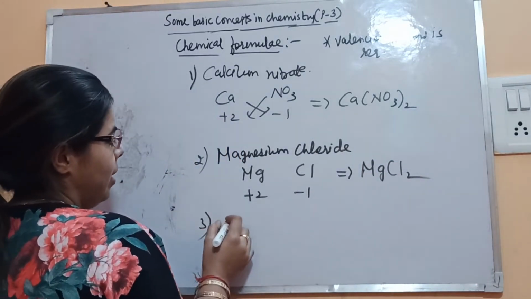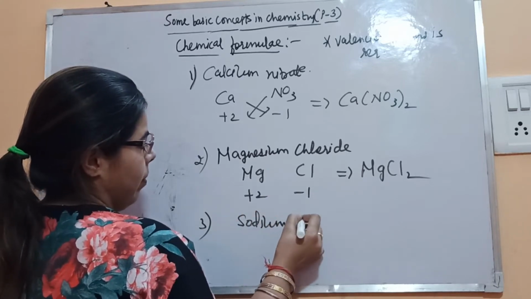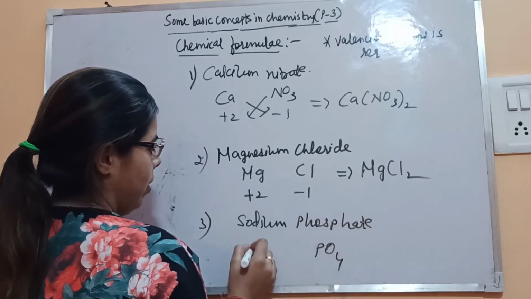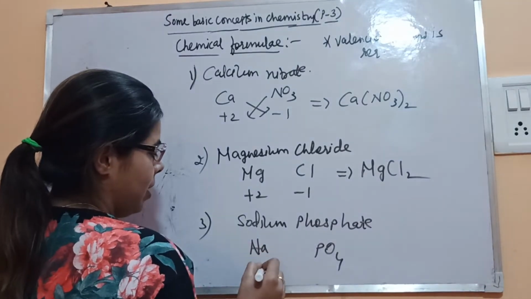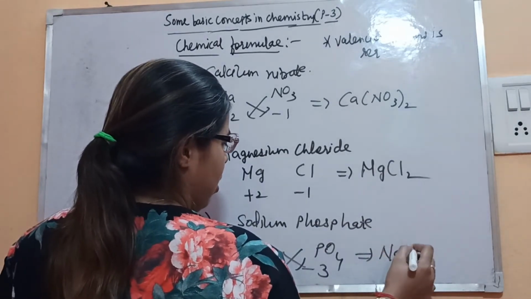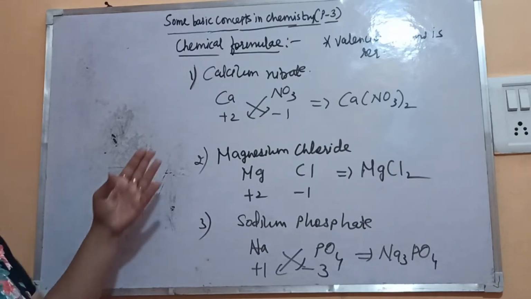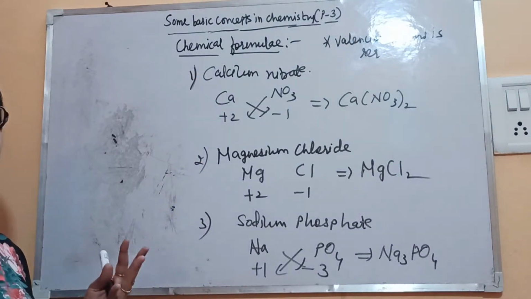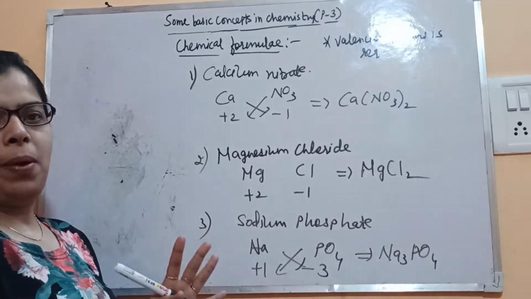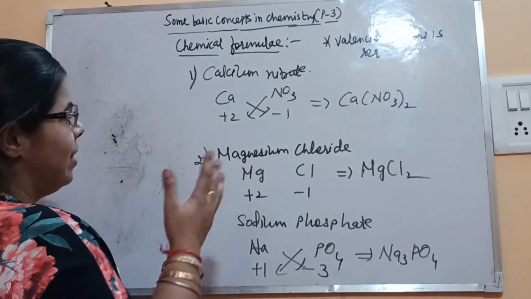Okay. Let's take sodium phosphate. Phosphate you know, PO4, sodium, Na plus 1, minus 3, crisscross gives Na3PO4. So like this you know how to make formulas. For that only valencies of ions are required. If you know the valencies, well and good, then you can easily make the formula of any compound. Okay, so now let's start with the next topic which is related to this only.